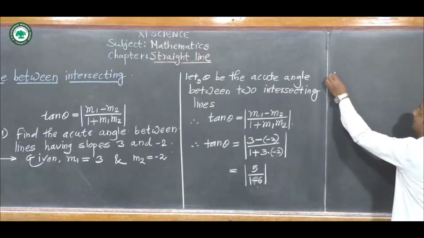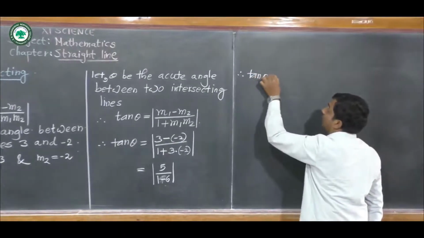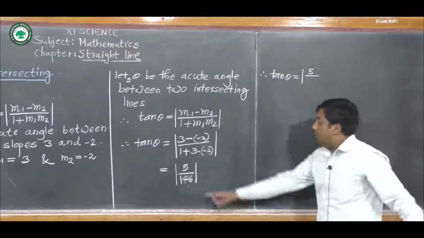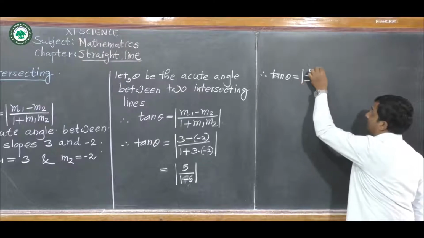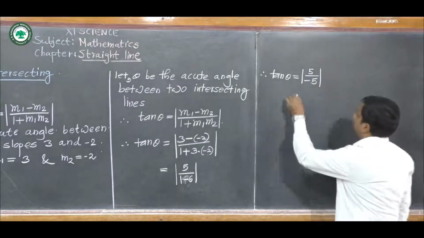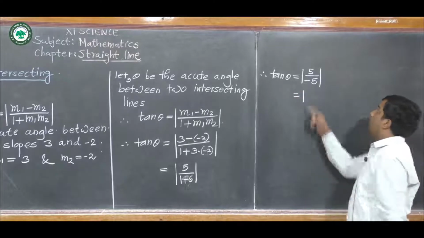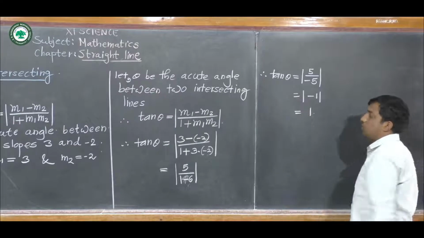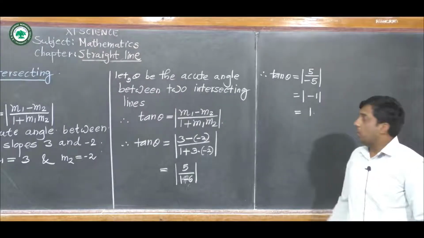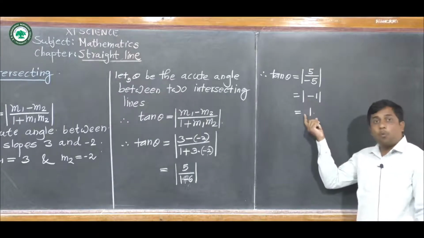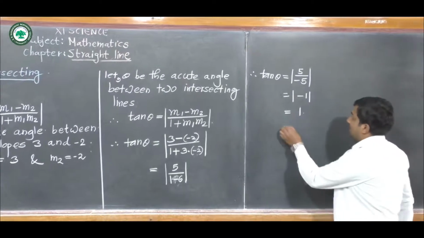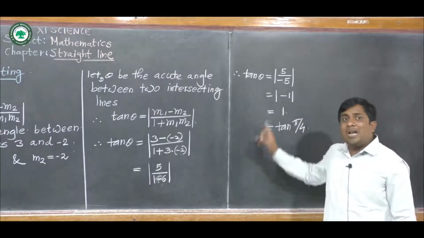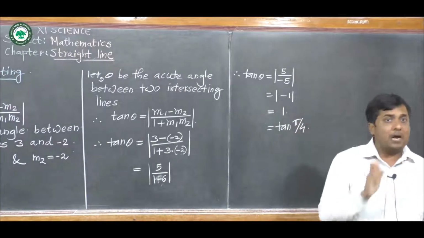Therefore tan theta is equal to the modulus of 5 upon, we know 1 minus 6 is minus 5. Now this is equal to, inside the modulus, 5 upon minus 5 is minus 1, and the modulus of minus 1 is plus 1. So this is equal to tan of pi by 4, as we know 1 is the value of tan pi by 4.